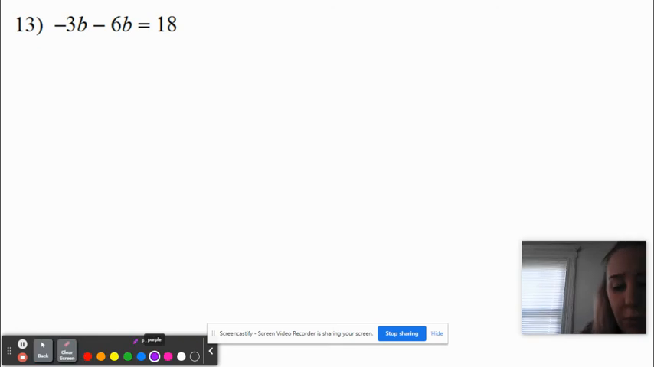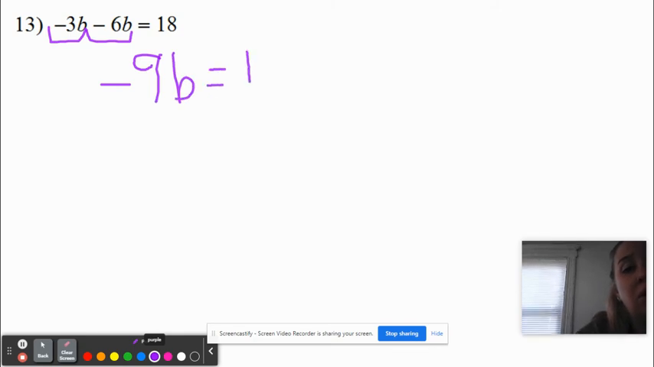Okay, here we go. Combining like terms. Negative 3b minus 6b. You owe me $3. You borrow 6 more. You are down $9. That's the ugliest 9. Okay. He's still important. Okay. Negative 9 times b.